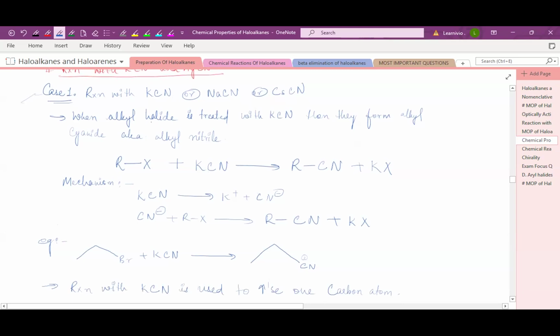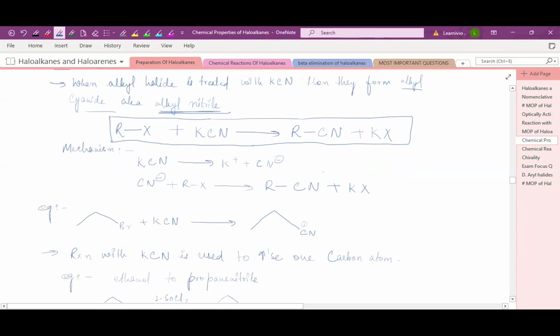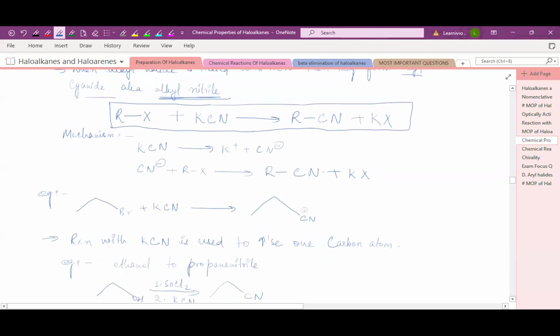When alkyl halide is treated with KCN, they form alkyl cyanide, which is also known as alkyl nitrile. For example, this is the basic reaction. General reaction: RX is your substrate, here an alkyl halide, and you are taking KCN. In this potassium cyanide, the bond between potassium and CN is ionic in nature, so it will dissociate to form K plus and CN minus.